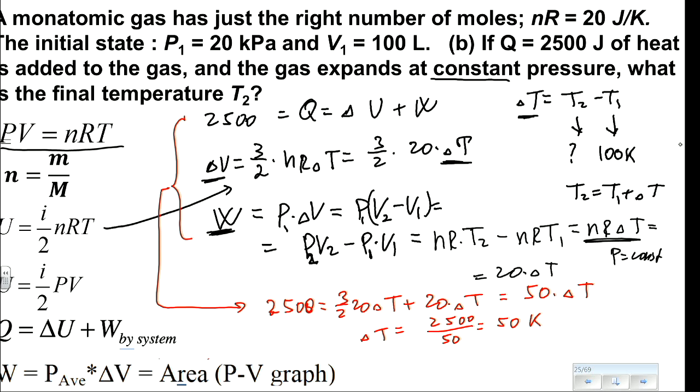This is an example when sometimes we think we have not enough information, but we know what to do. First, we have to believe and just follow the path, and it will lead us to the answers. And of course, now we can calculate that final temperature. 100 plus 50, 150.